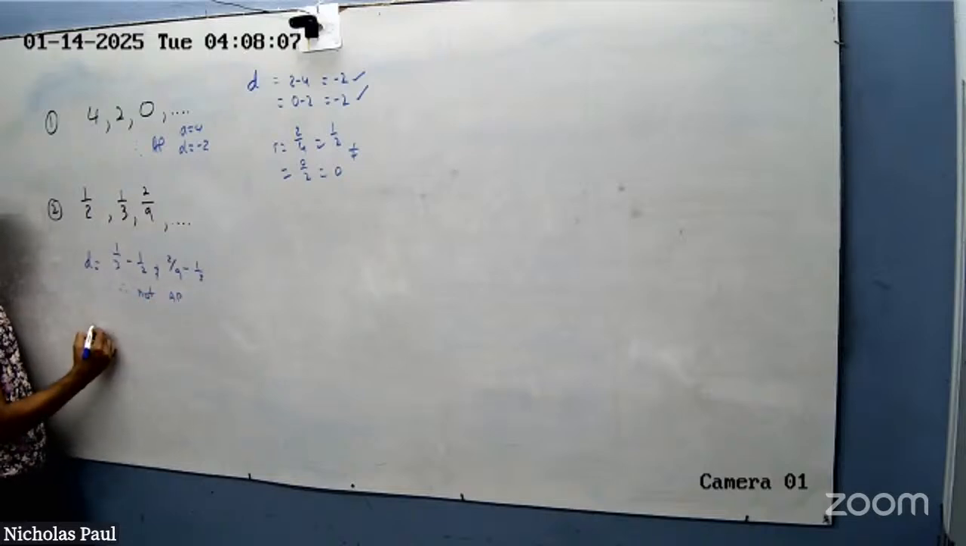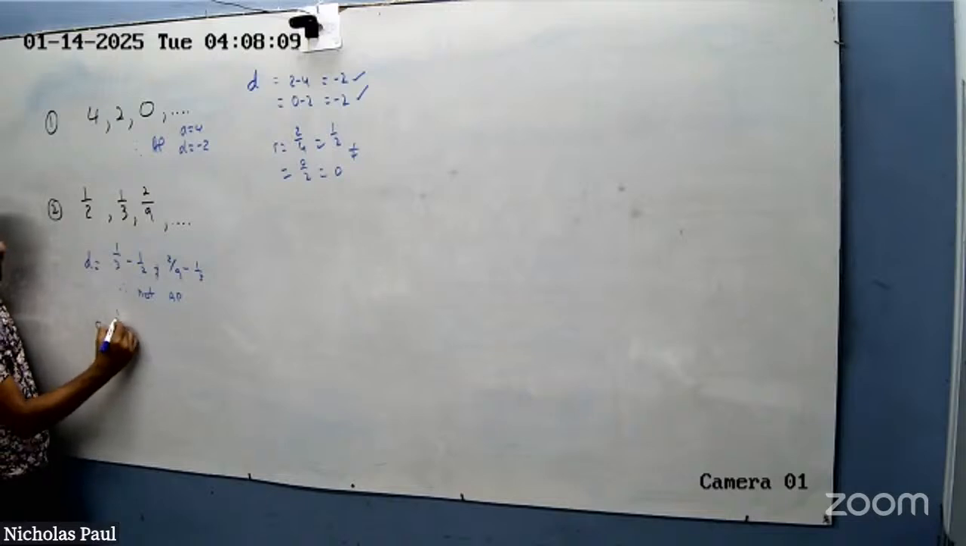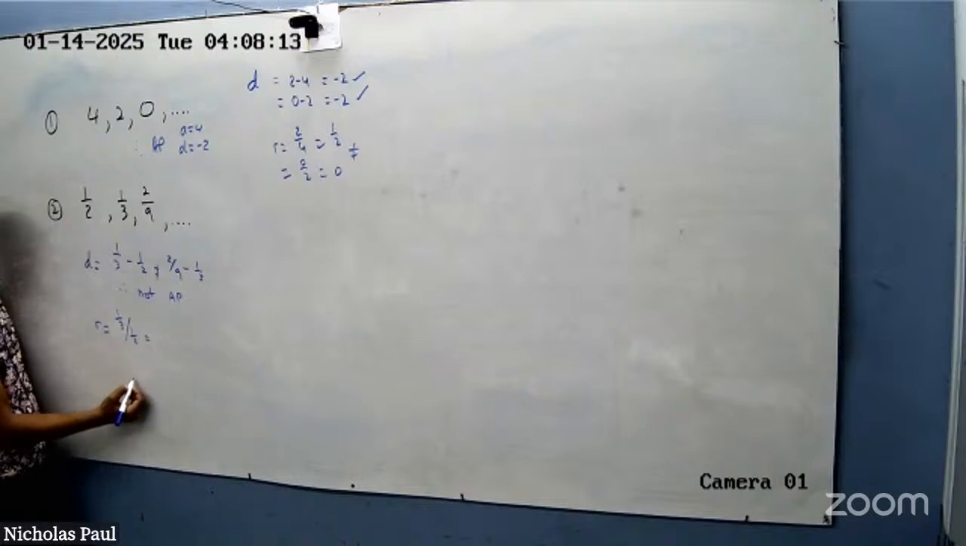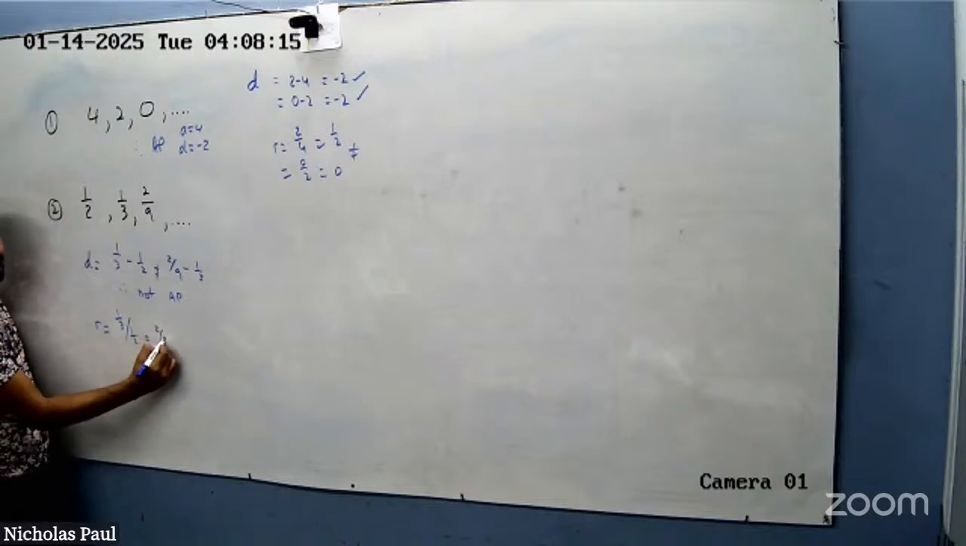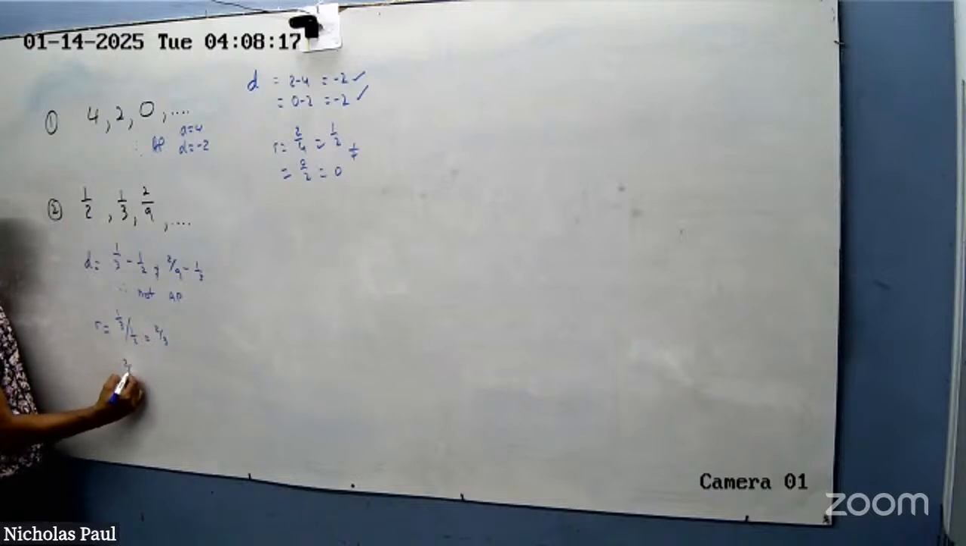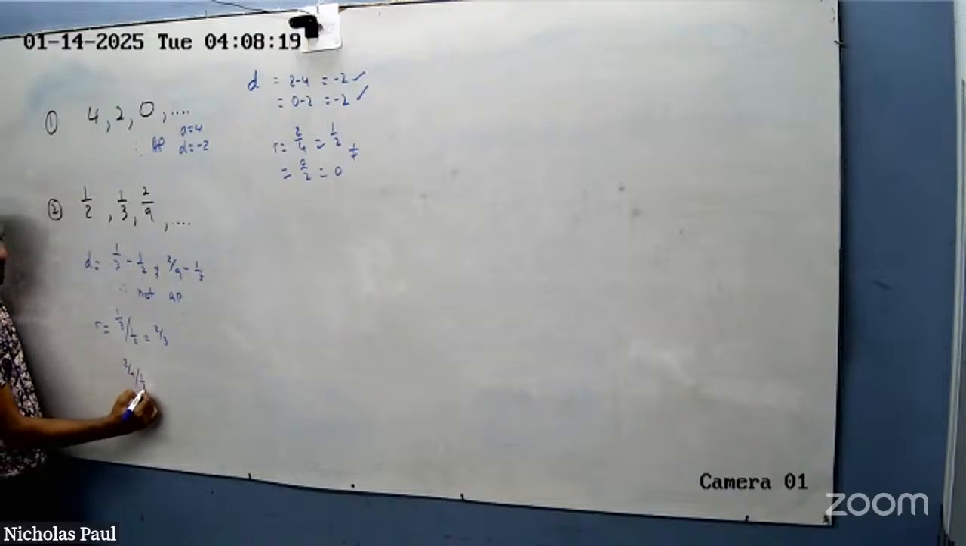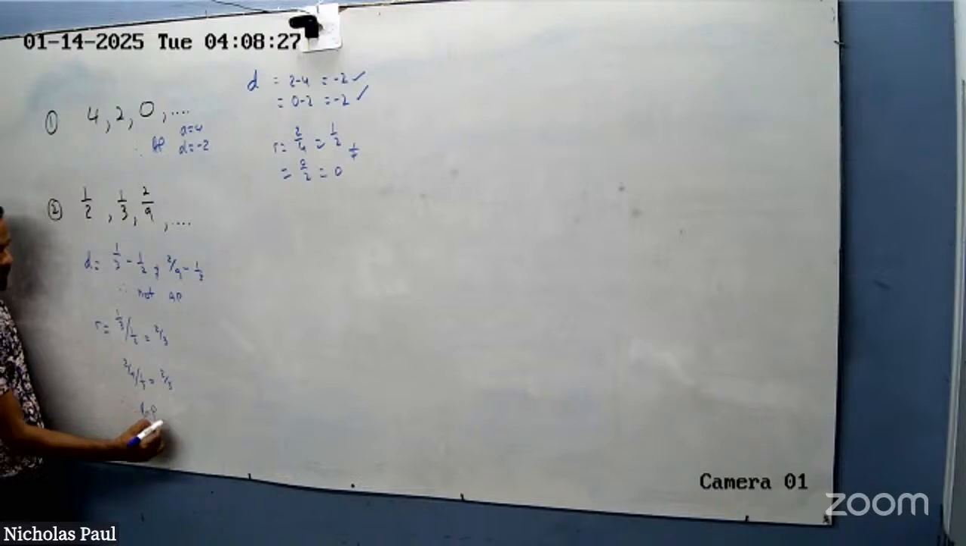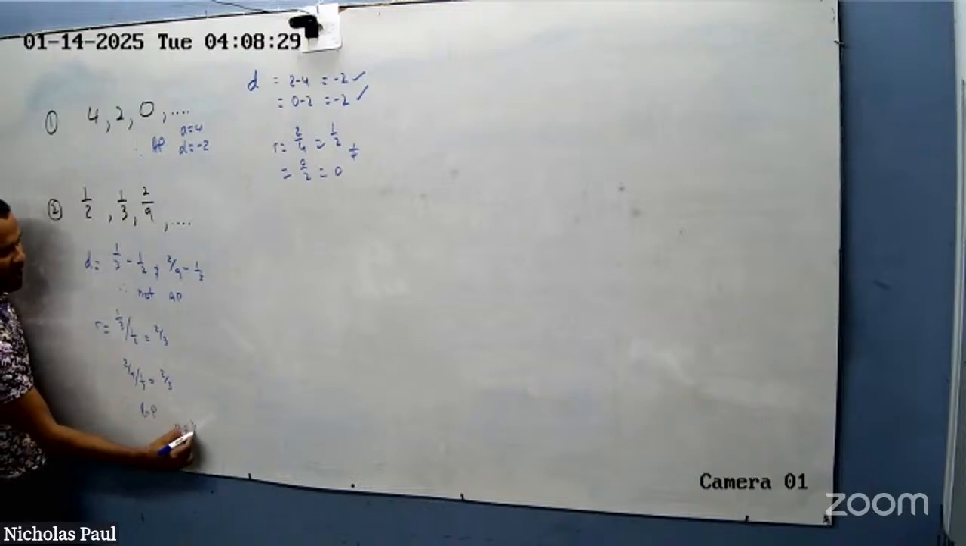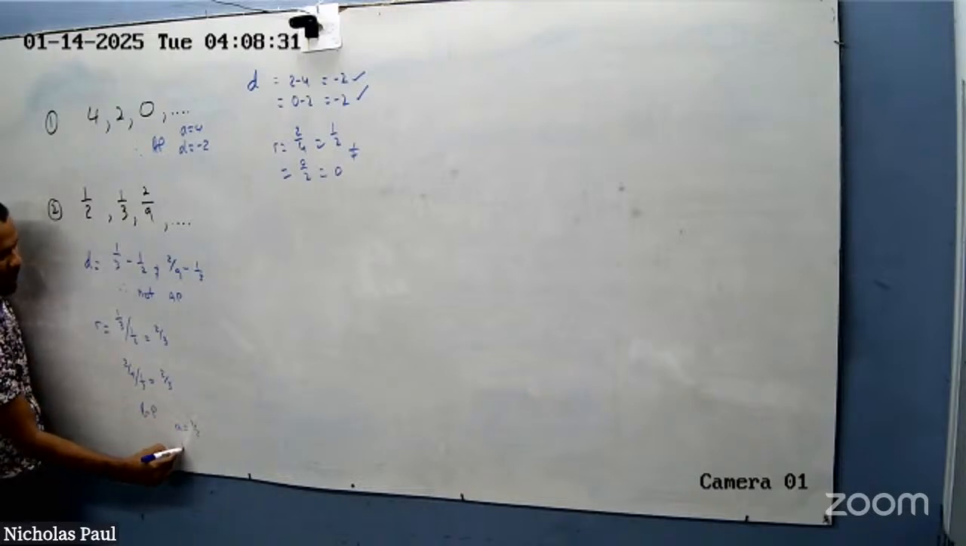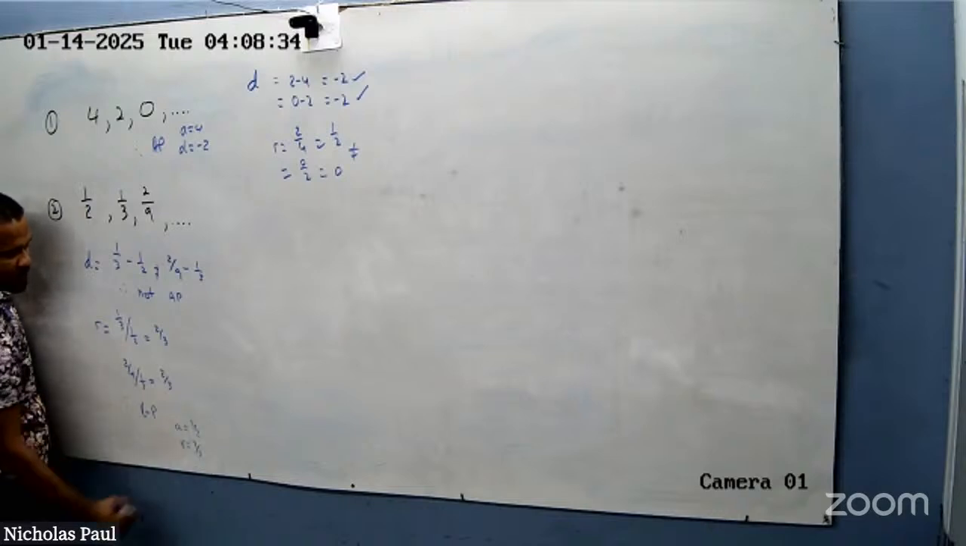But I can work out R. To work out R is 1/3 divided by a half. Put it in a calculator, and you shall get 2/3. Do it again. 2/9 divided by a third, and you will get 2/3. So therefore, it's a GP where the first term is a half and the common ratio is 2/3.